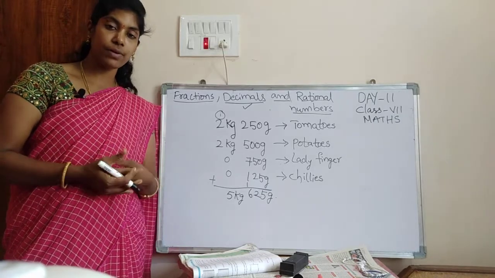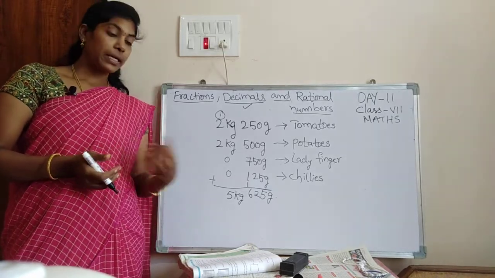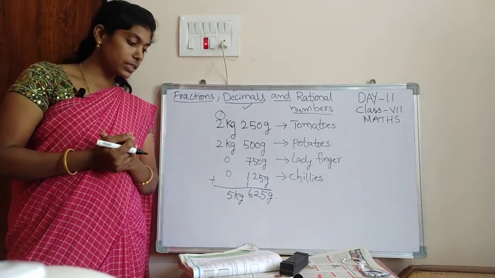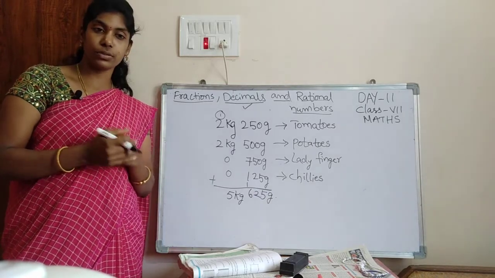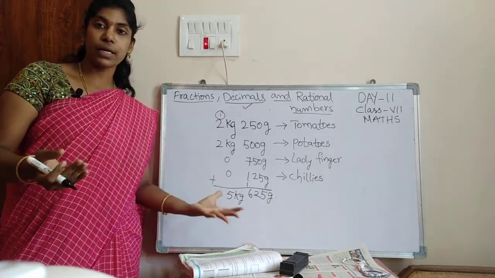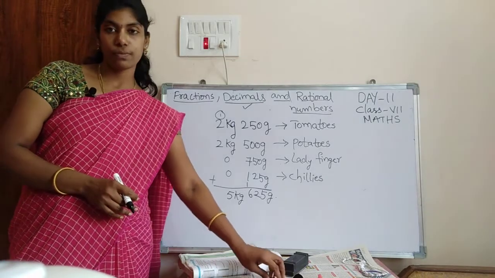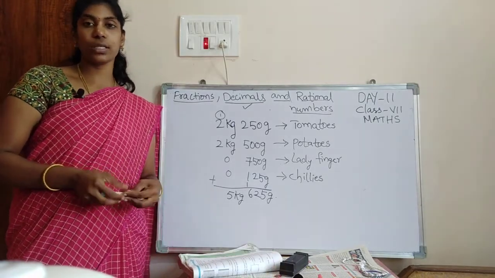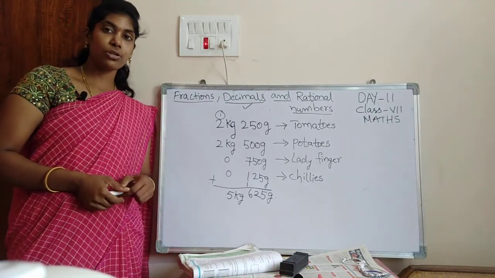In the next class we will learn about multiplication of decimals. If it is a big decimal number with 2 digits, how will we complete it? In the next class we will learn about the multiplication of decimals.